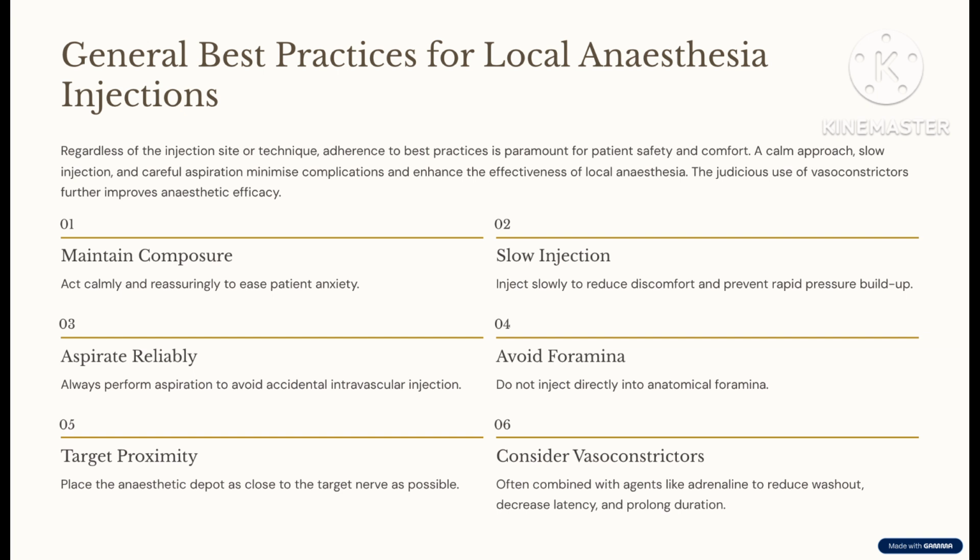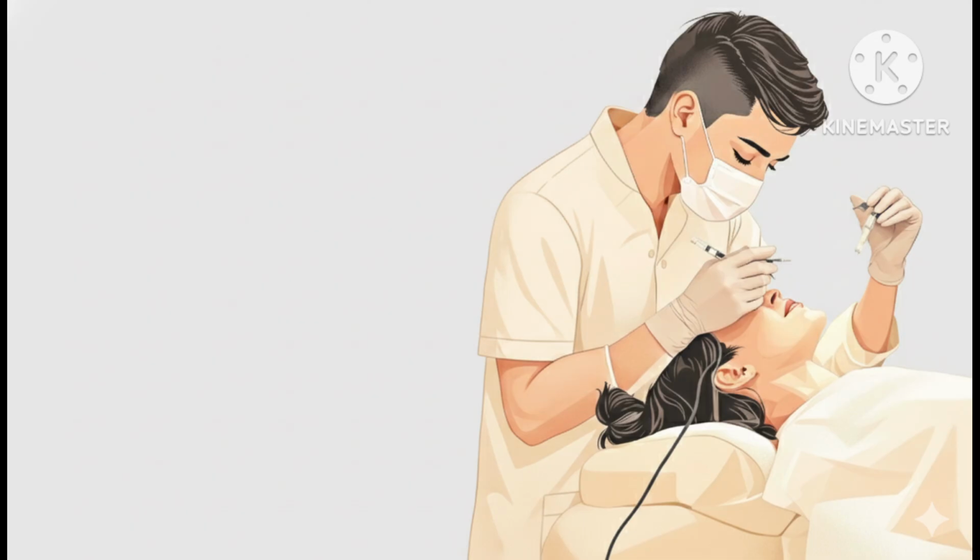Local anesthesia is often combined with vasoconstrictors such as adrenaline or octapressin, which reduce the washout of the anesthetic, decreasing latency, onset time, and increasing duration.